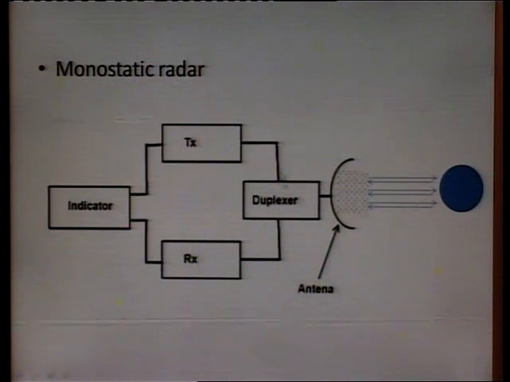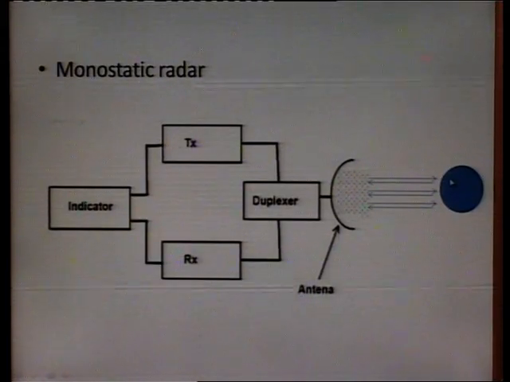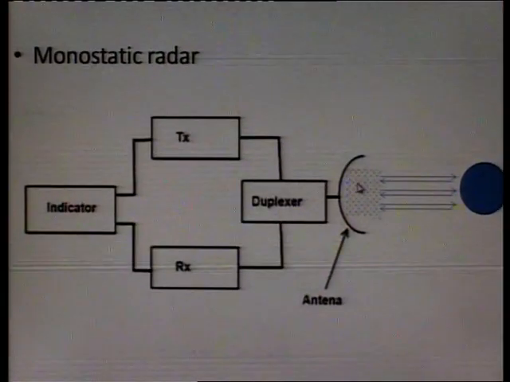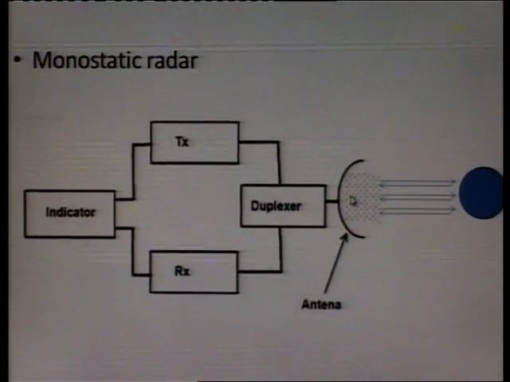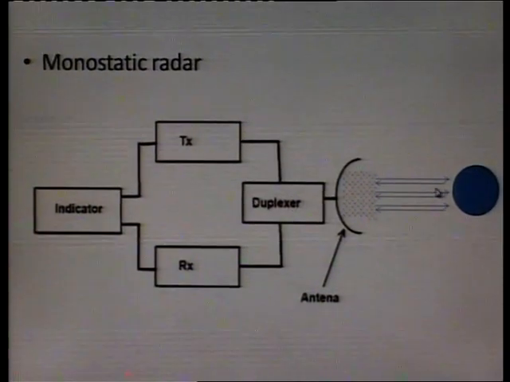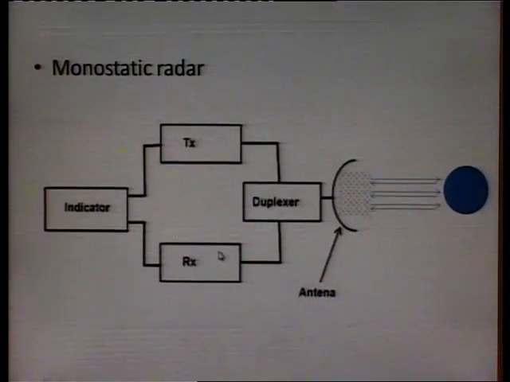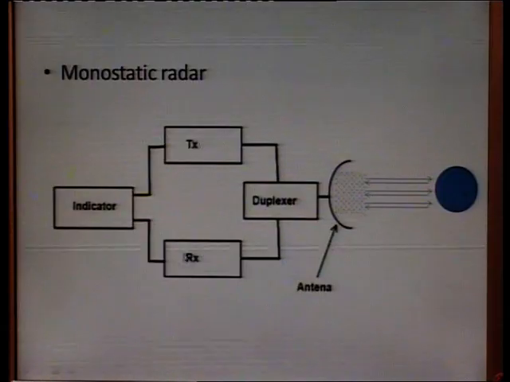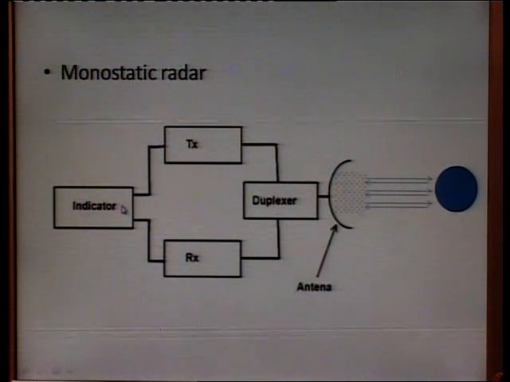So, when the signal strikes the object, it gets reflected from the object, and after getting reflected, the signal travels back to the antenna, and now the antenna is connected to the receiver section. So, it goes to the receiver from where it is detected and then it is fed to the indicator. Now, the indicator is nothing but the display device which displays the actual range of the target.